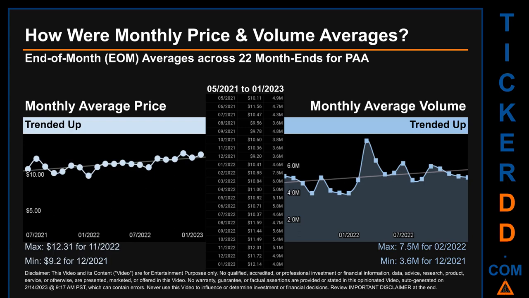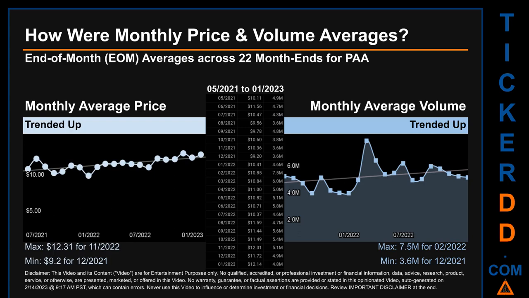How were price and volume averages for PAA? Across 448 trading days, there were a total of 22 month ends, of which monthly averages for daily price and volume were calculated. Overall, monthly price average trended up while monthly volume average trended up.